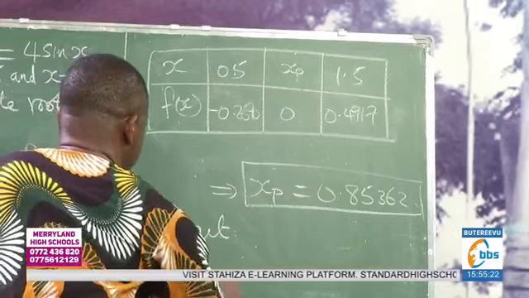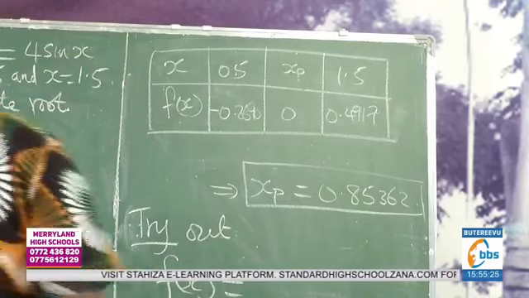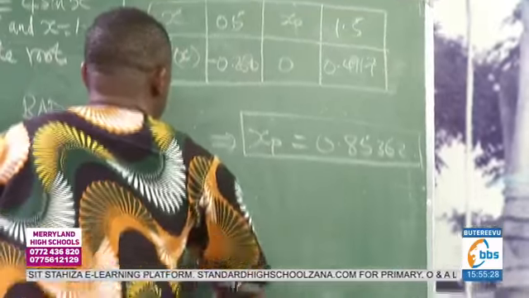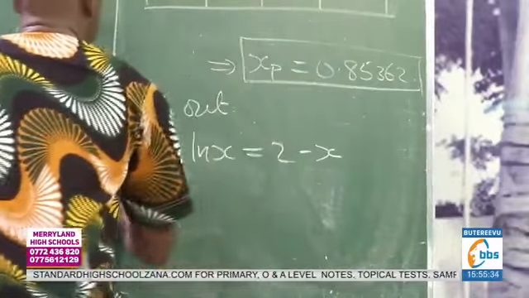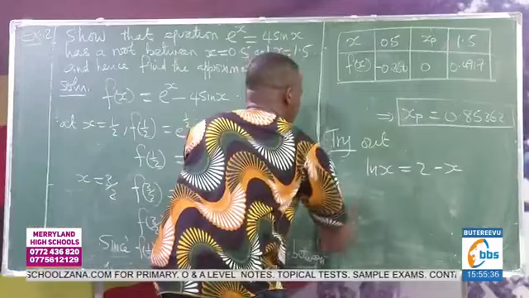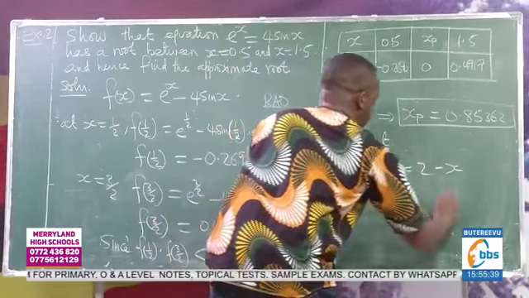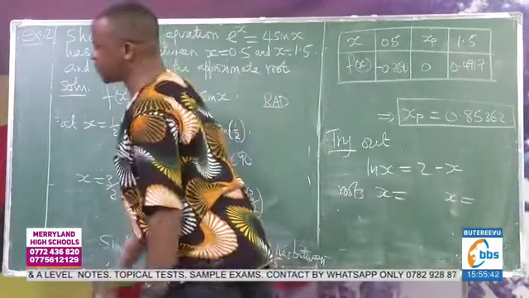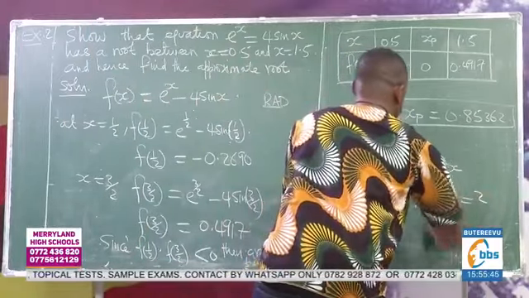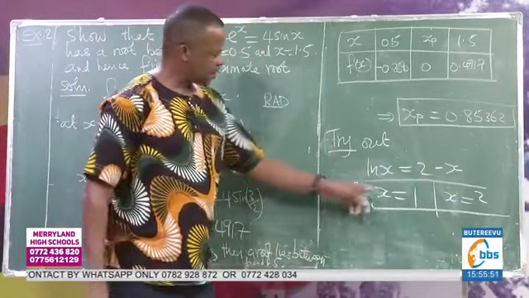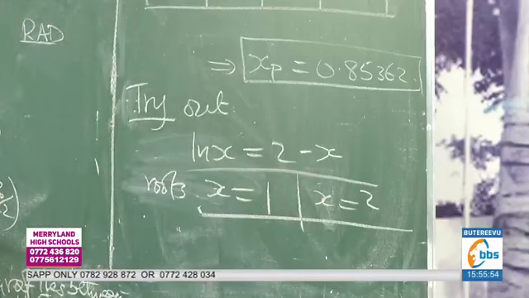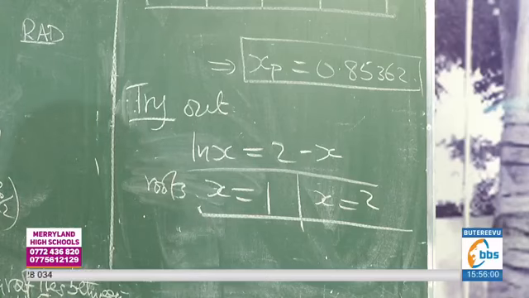I will summarize this, don't mind. If f of x is ln of x, the function is ln of x is equal to 2 minus x. Show that it has roots between 1 and 2 and find the approximate value. You can also look for several other numbers, especially from the question bank, UCE.